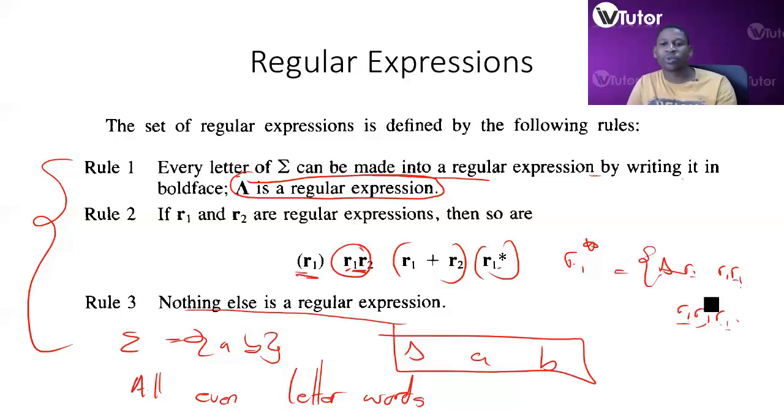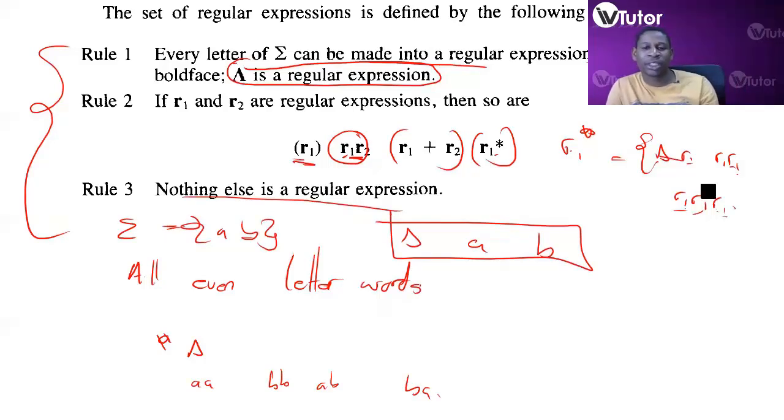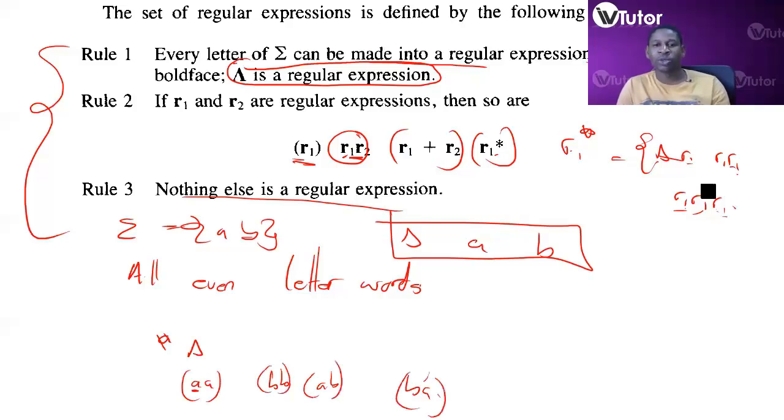So for example, if we wanted to generate the language of all even letter words, what we'll do is the following. We know that even letter words, when we did the recursive definition, we said lambda was the generator. Then after lambda, we concatenated w with aa, bb, ab, and ba on both sides. So if a is a letter of the alphabet, then a is a regular expression, aa is also a regular expression, bb is a regular expression, ab is a regular expression, using the second rule, concatenating two regular expressions.